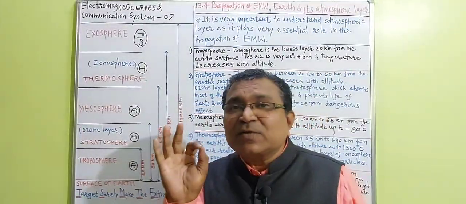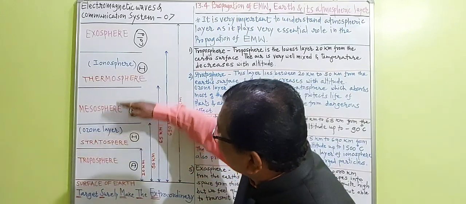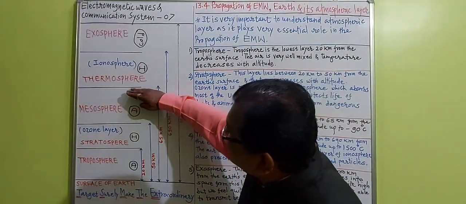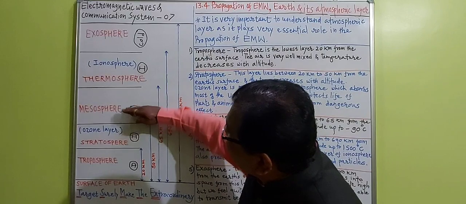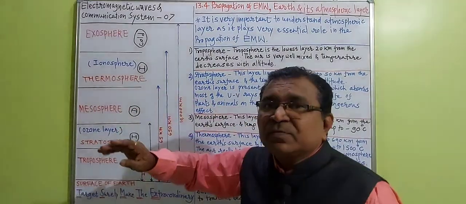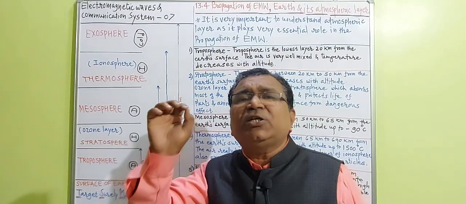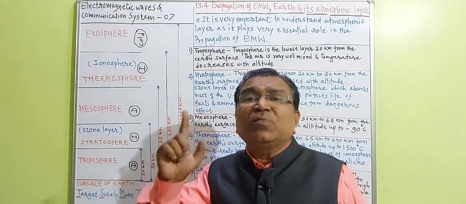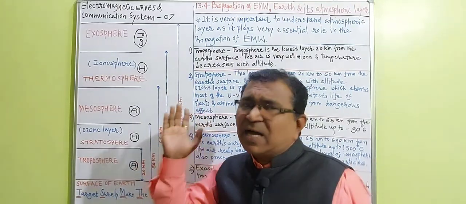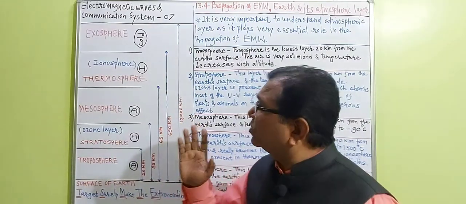What does D stand for? Temperature decreases from bottom to top. Temperature decreases with altitude and it becomes up to minus 90 degrees Celsius in the Mesosphere. That I have already written on the board.